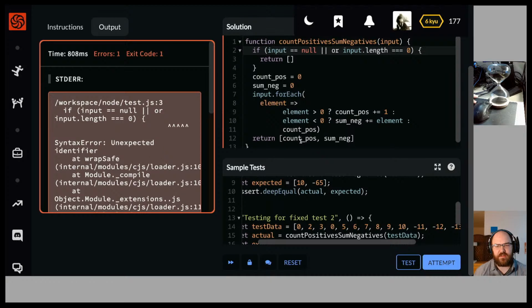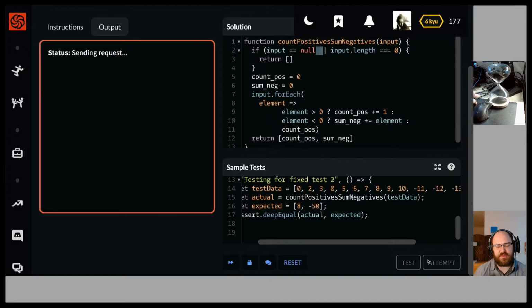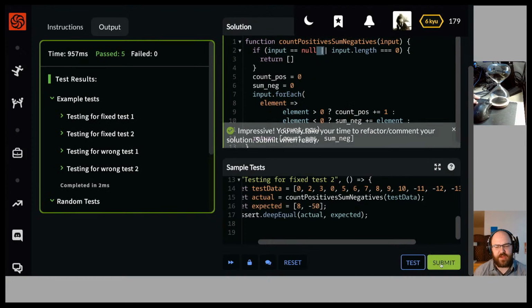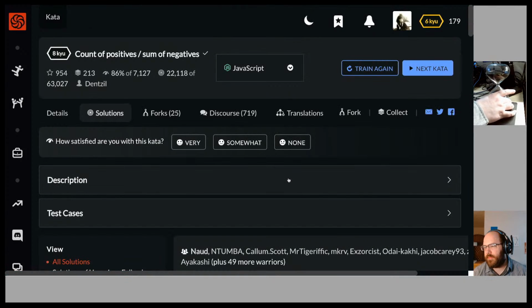Unexpected identifier. Or. We have or. Okay. Attempt. There we go. Let's get that timer where you can see it a little better.